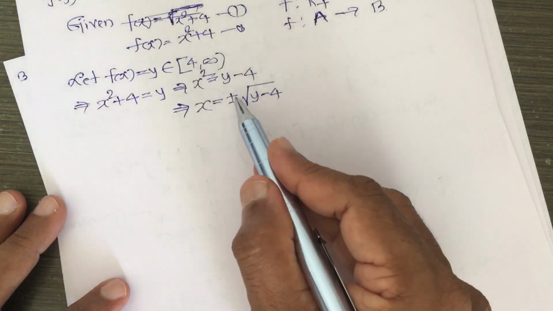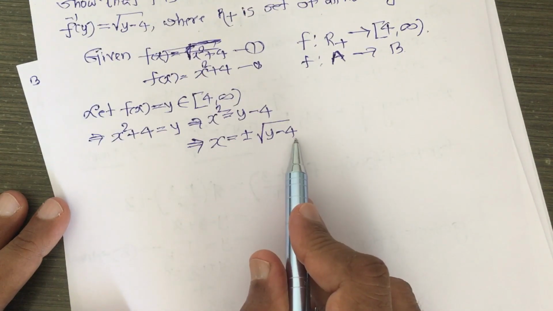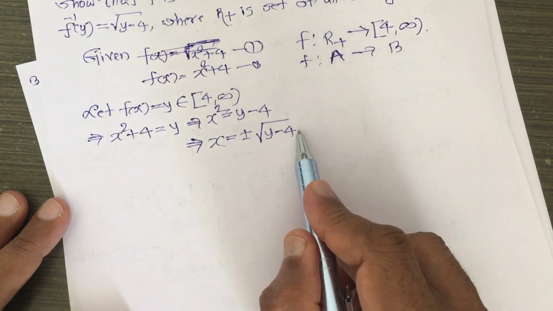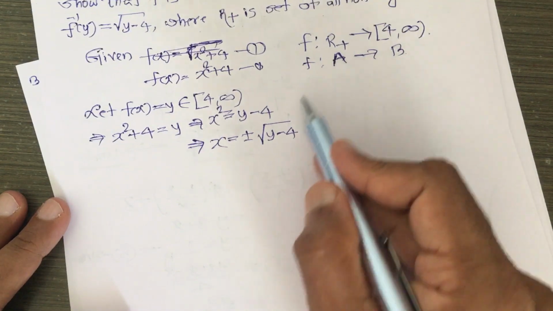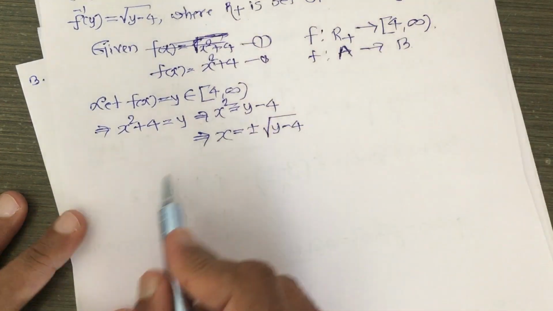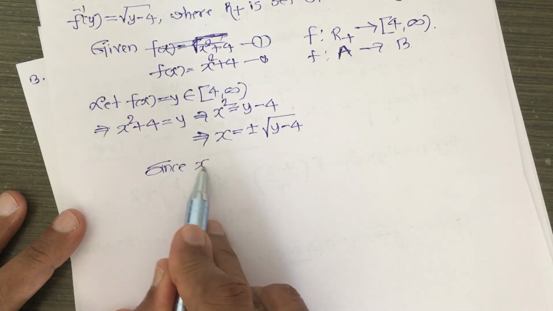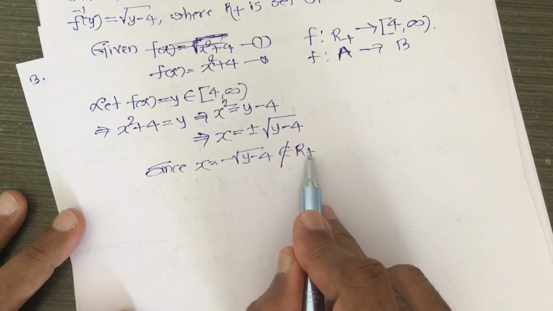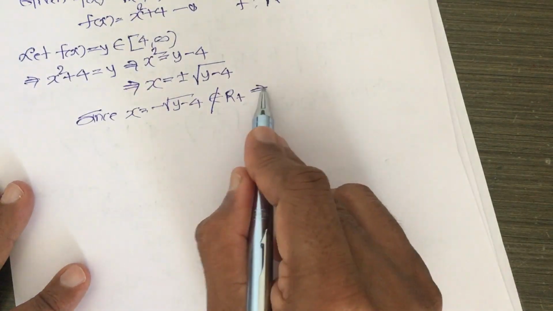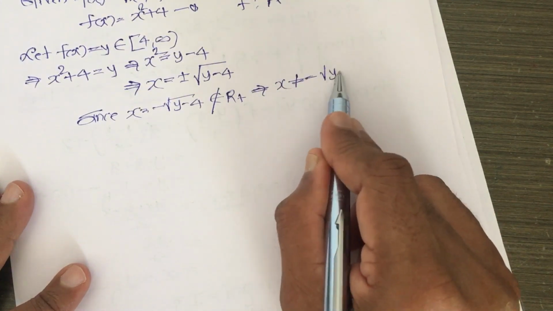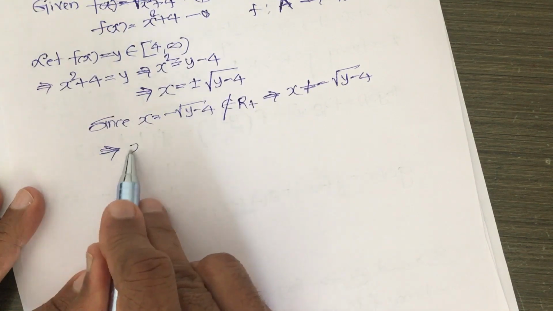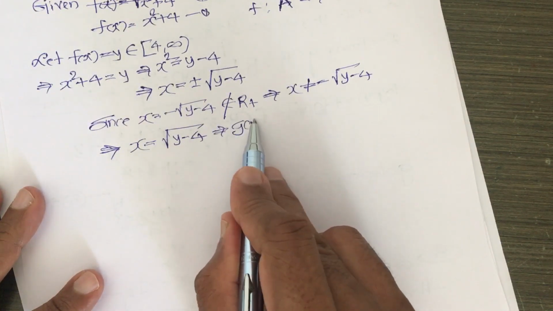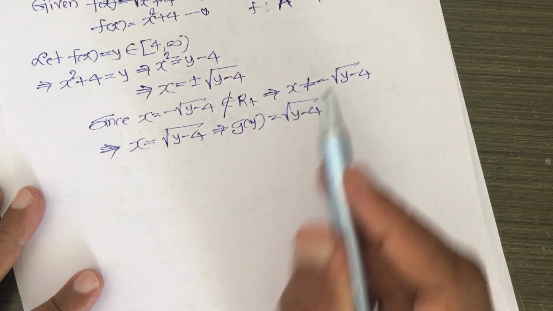So, we got here two values, one is plus, another is minus, but minus root of y minus 4 is not an admissible value, because we have the domain. This is the element which belongs to the domain, but minus root of y minus 4 does not belong to R plus. Since x equal to minus root of y minus 4 does not belong to R plus, meaning it is not a positive real number, this implies x is not equal to minus root of y minus 4. So, your value of x is root of y minus 4, and this is your g of y, which is root of y minus 4.